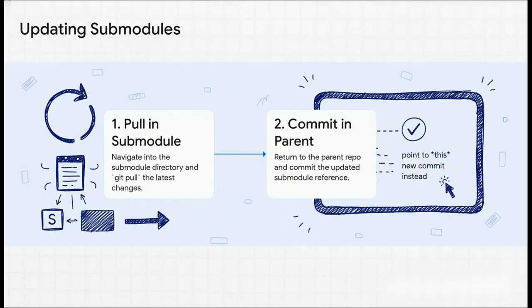Updating is a similar two-step process. So let's say a new version of your shared library comes out. First, you cd right into the submodule's folder, and you just do a normal git pull. Great, the folder now has the new code. But your main project is still pointing at the old commit, so you have to cd back up to the parent, and you'll see a change waiting. When you commit that change, all you're doing is updating the pointer. You're telling the main repo, okay, from now on, point to this new commit instead.